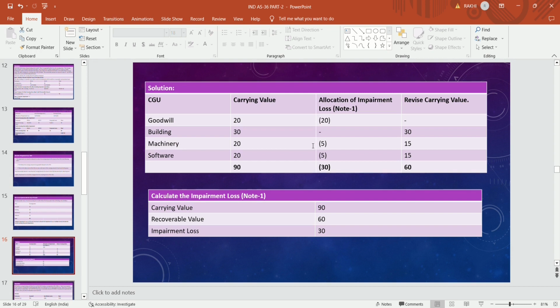We will allocate in the ratio of the carrying value, like 5 million and 5 million. It becomes total 30 million. So revised carrying value will be: goodwill will be 0 because 20 minus 20 becomes 0, and building 30 because there is no impairment. Machinery becomes 20 minus 5, that is 15 million. Software 20 minus 5, that is 15 million. Revised carrying value becomes 60 million.